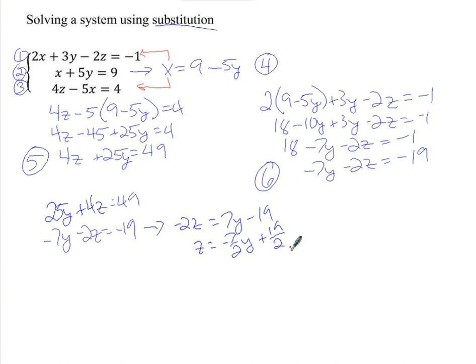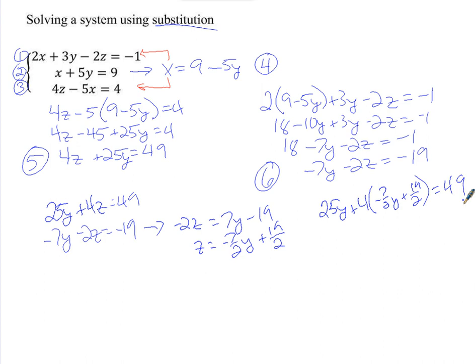Notice how I'm writing my z's. So now we have what z is. We can take that and substitute it into the other equation. My other equation is 25y plus 4 times z, which is negative 7 halves y plus 19 halves. Now notice what happens once we do this math. I'm multiplying those fractions by 4, which means my fractions are going to disappear. So all that throwing up you just did was for nothing.